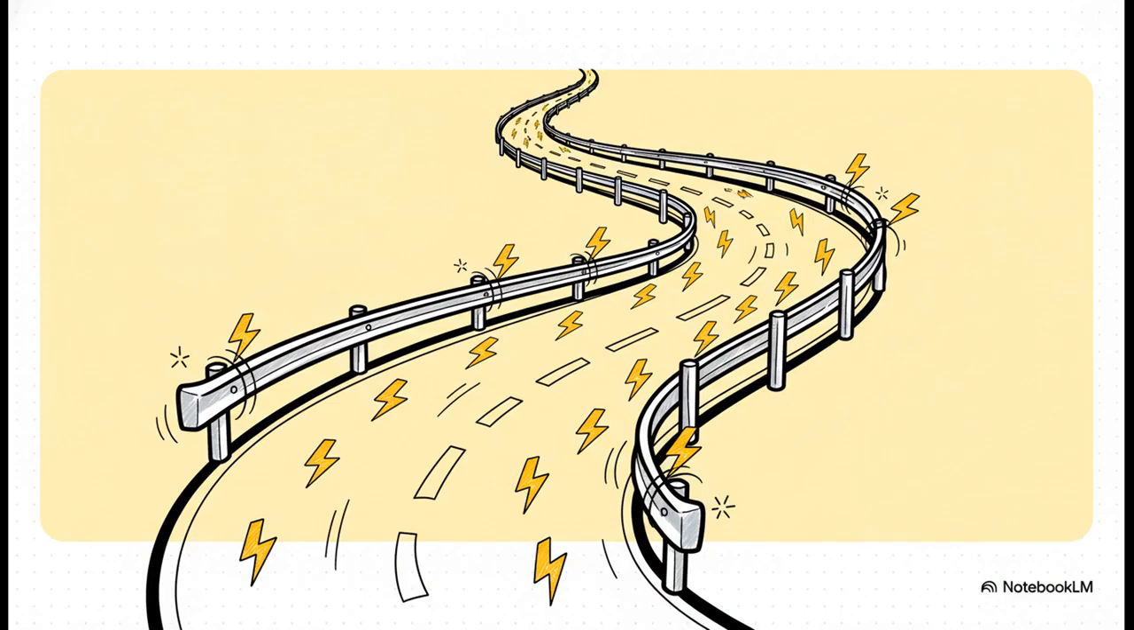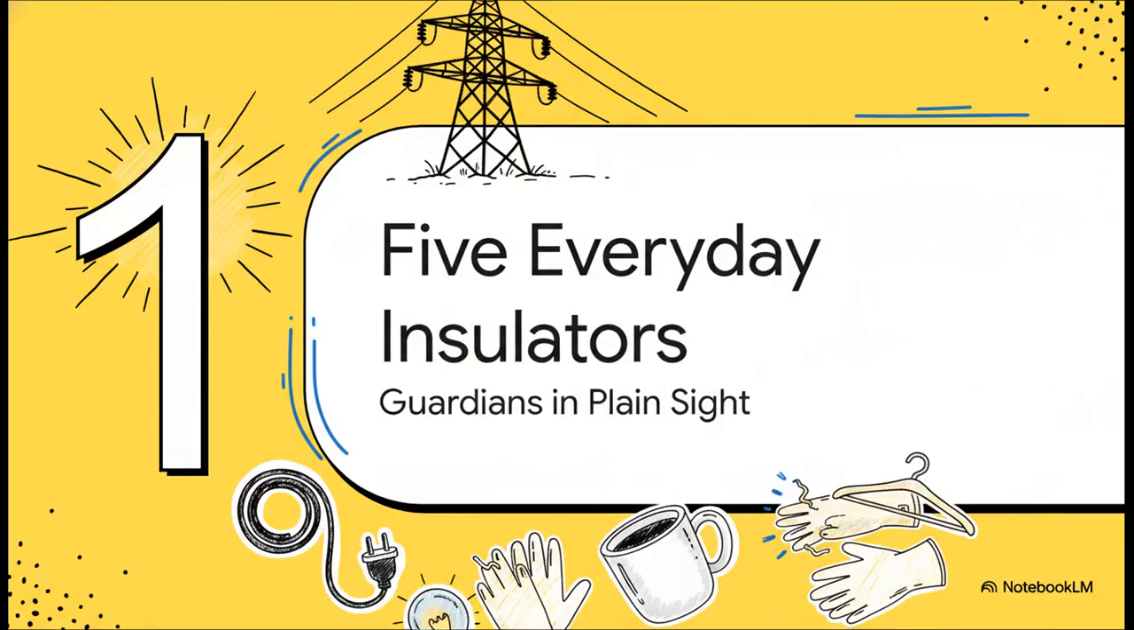Think of it like this. Conductors, like copper wire, that's the highway for the electricity. But the insulators, well, they're the guardrails. They are what keeps all that power on the road where it's supposed to be and stops it from causing a huge, disastrous crash. So, when you think of insulators, you're probably picturing those huge things on power lines, right?